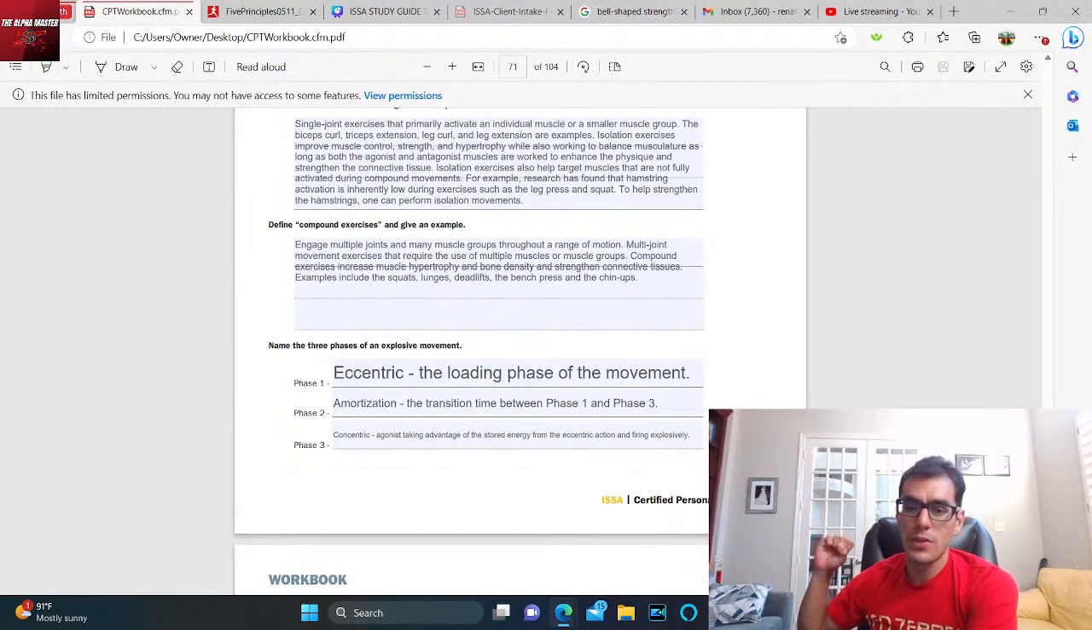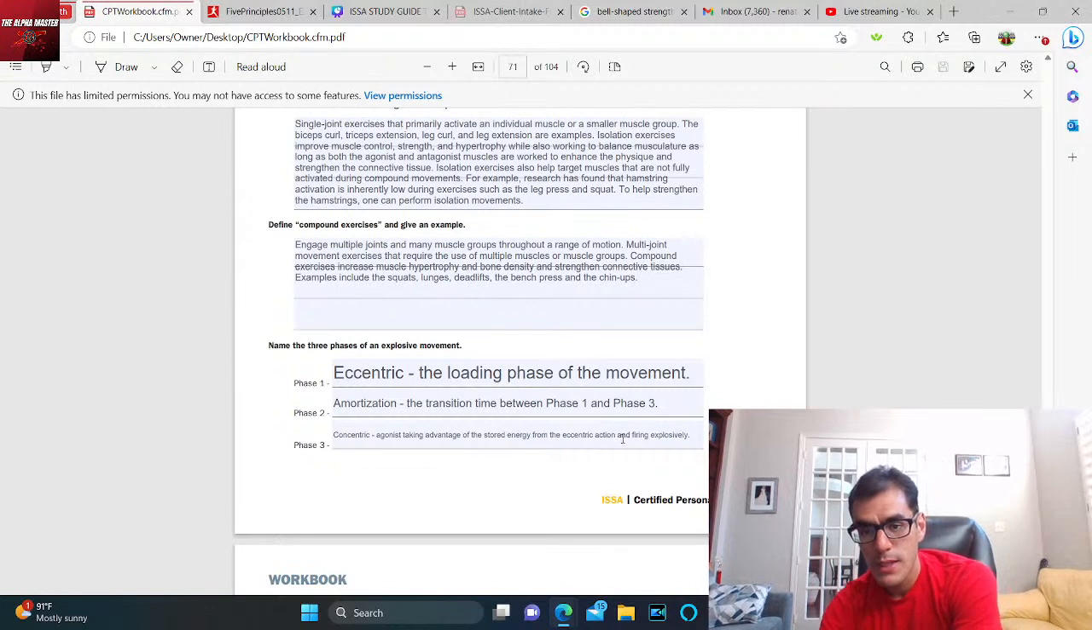Stored energy from the eccentric action and firing explosively.